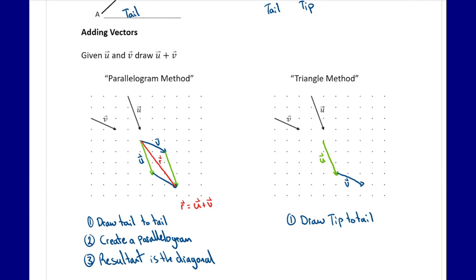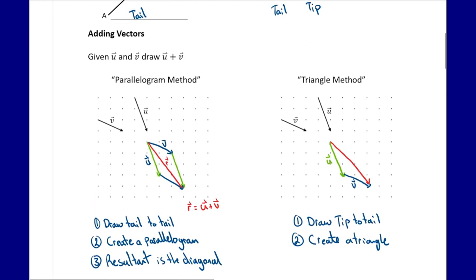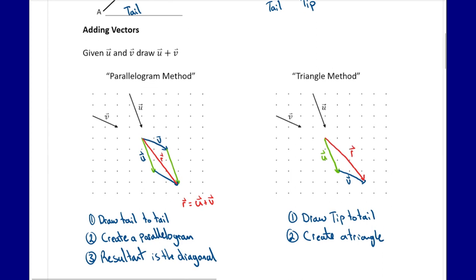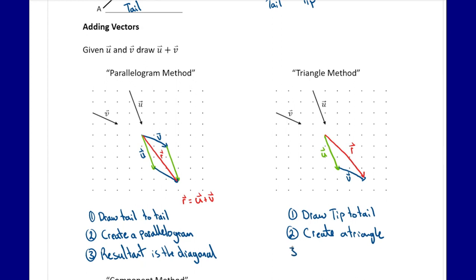The next step is to create a triangle. I'm going to create a triangle that joins where I started and where I ended, and that's going to be the resultant. So I create a triangle from that, and I draw the resultant.